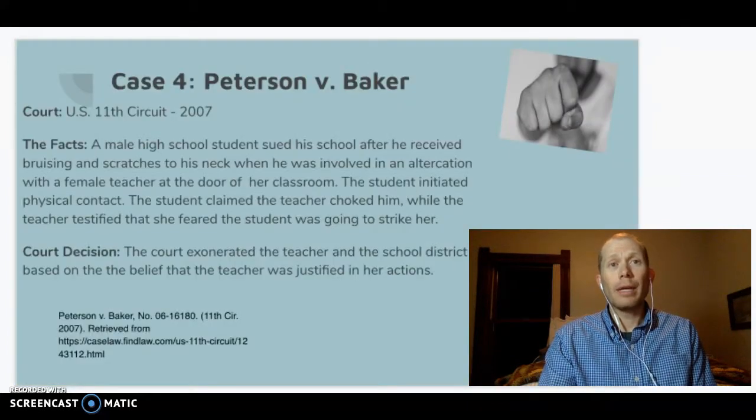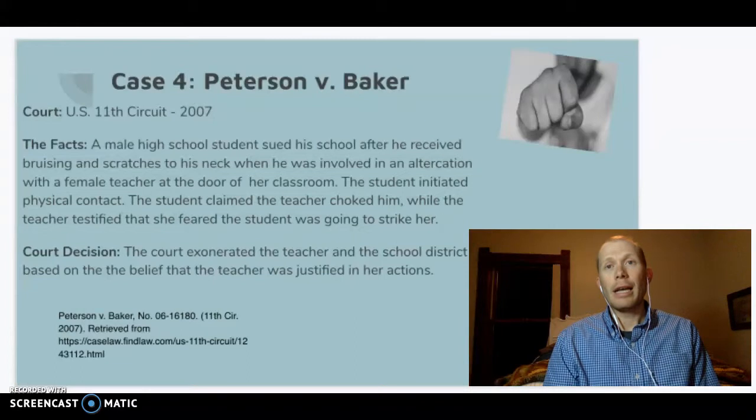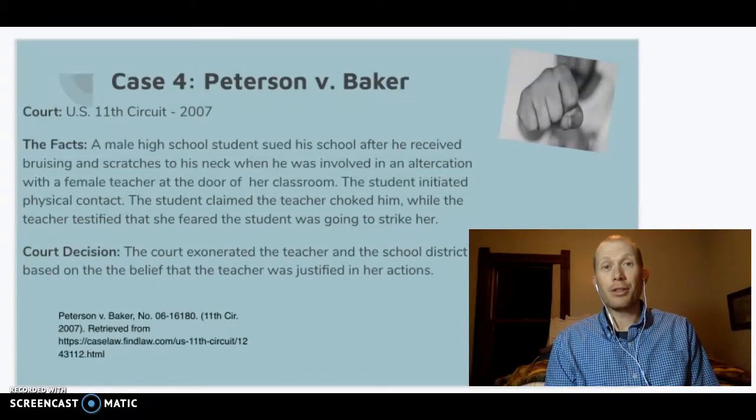Now, case 4 is Peterson versus Baker. In this case, a high school student arrived late to class. He and a friend were talking in the back of the classroom. The teacher was angry, asked this kid's friend to leave, Peterson's friend. He thought that the teacher was speaking to him, so he went to leave, but the teacher told him to sit back down. He refused this and attempted to leave, in which case the teacher placed her arm across the door frame to the classroom. The kid initiated physical contact with the teacher, and as he reached for the doorknob, the teacher grabbed his neck.